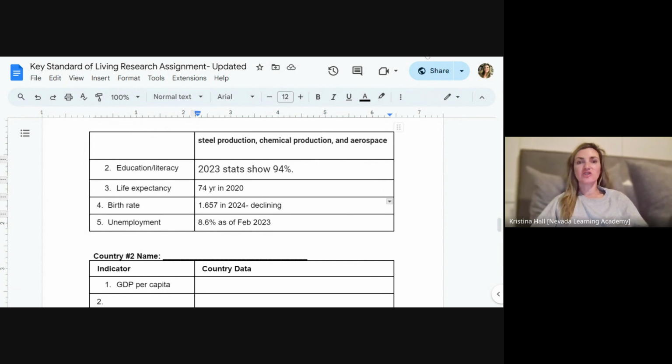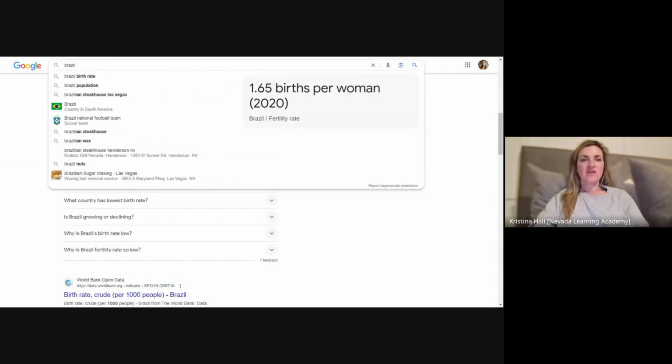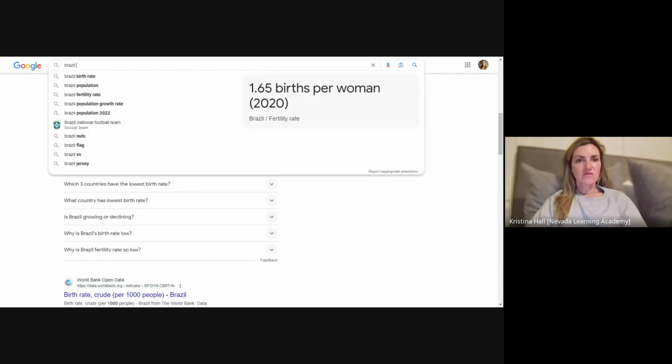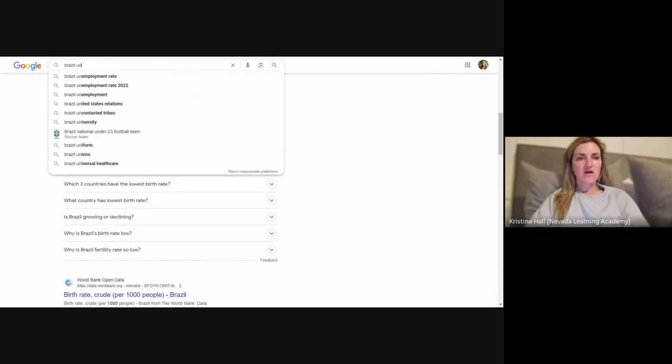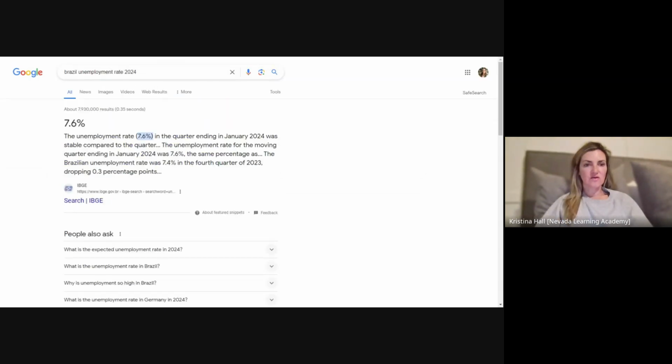Okay, same thing. You're going to do this with each country. So I'm doing one country with you, which you're welcome to do, and then you can do it for your other two. Okay, so Brazil unemployment rates. Let's see if we can get 2024. Okay, 7.6% unemployment.